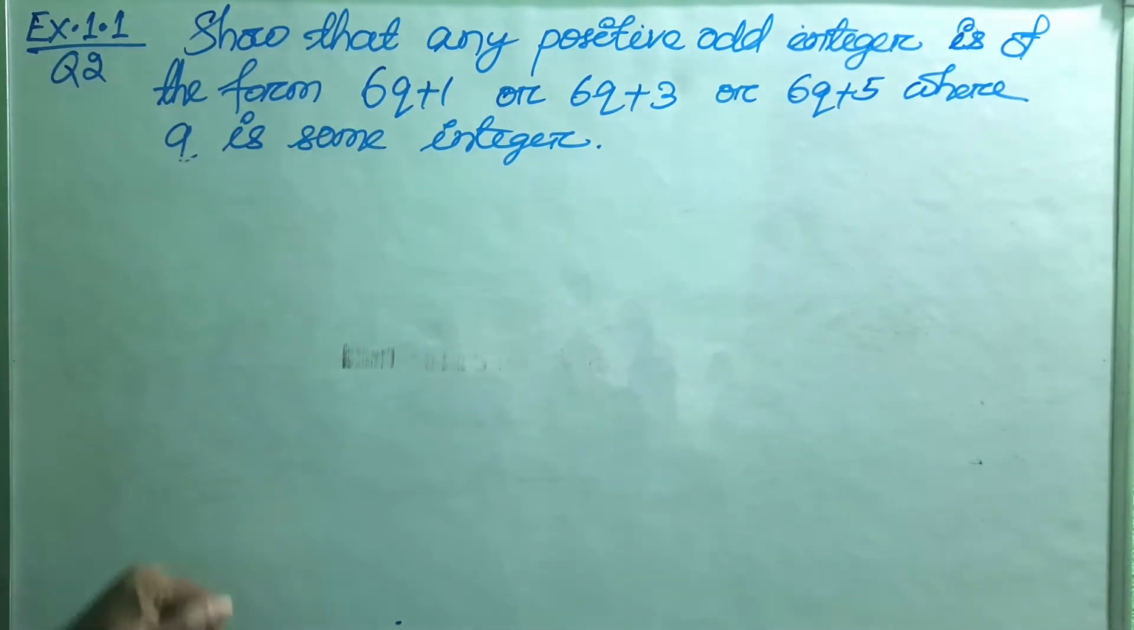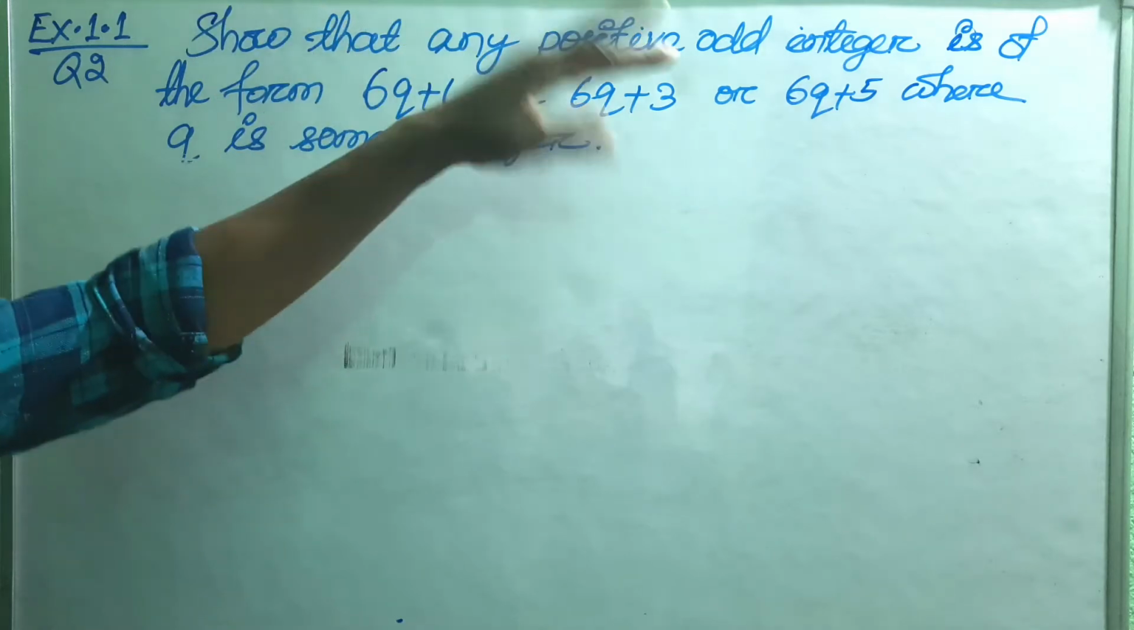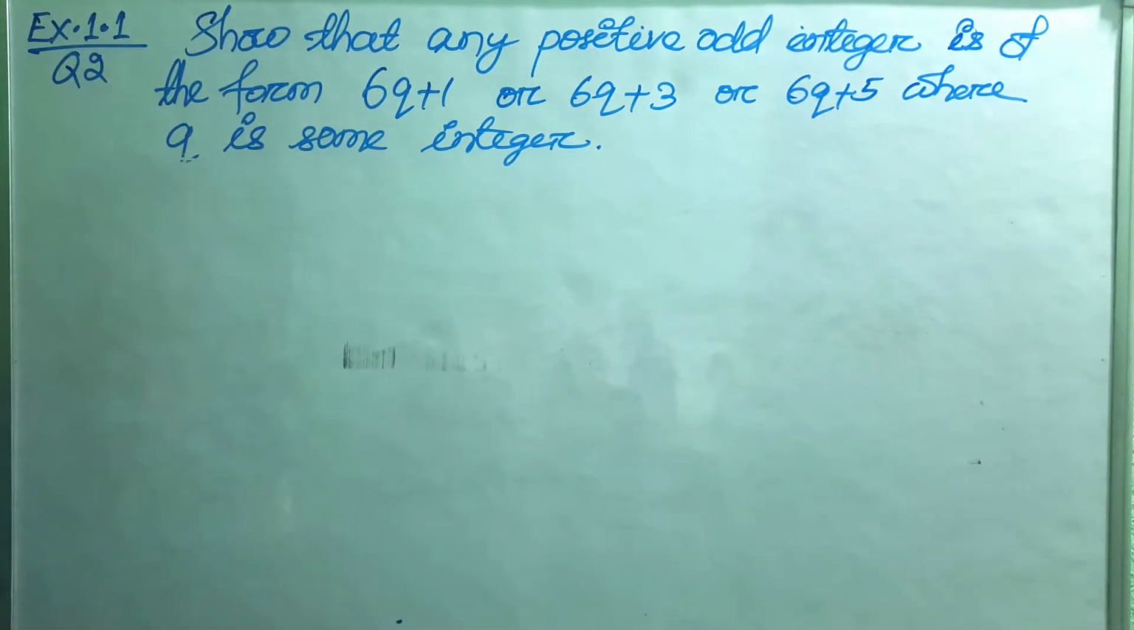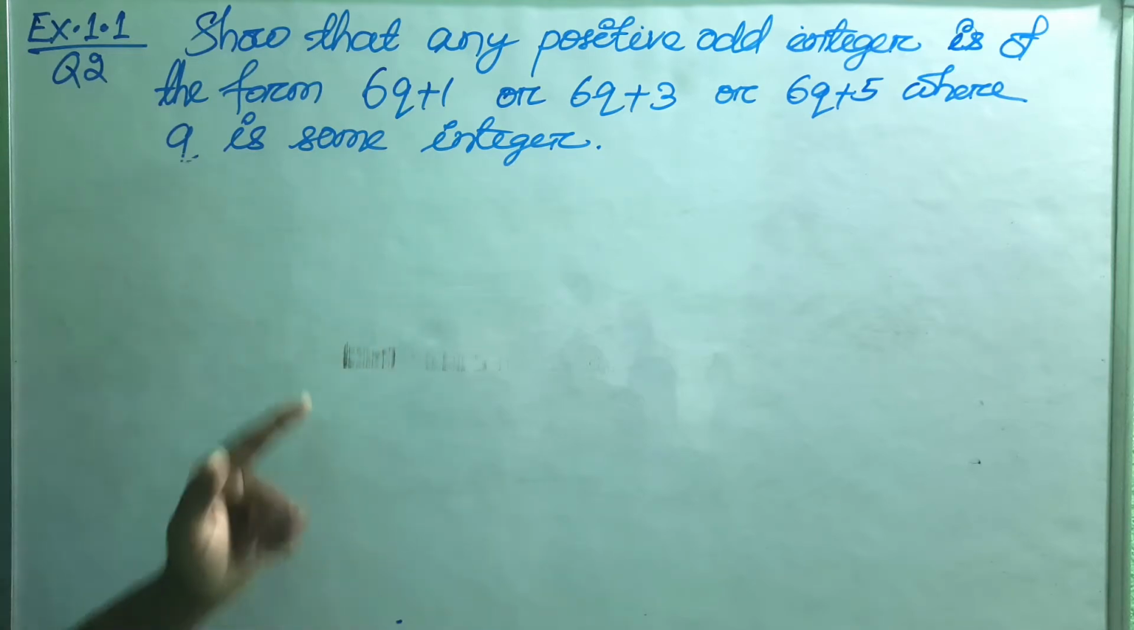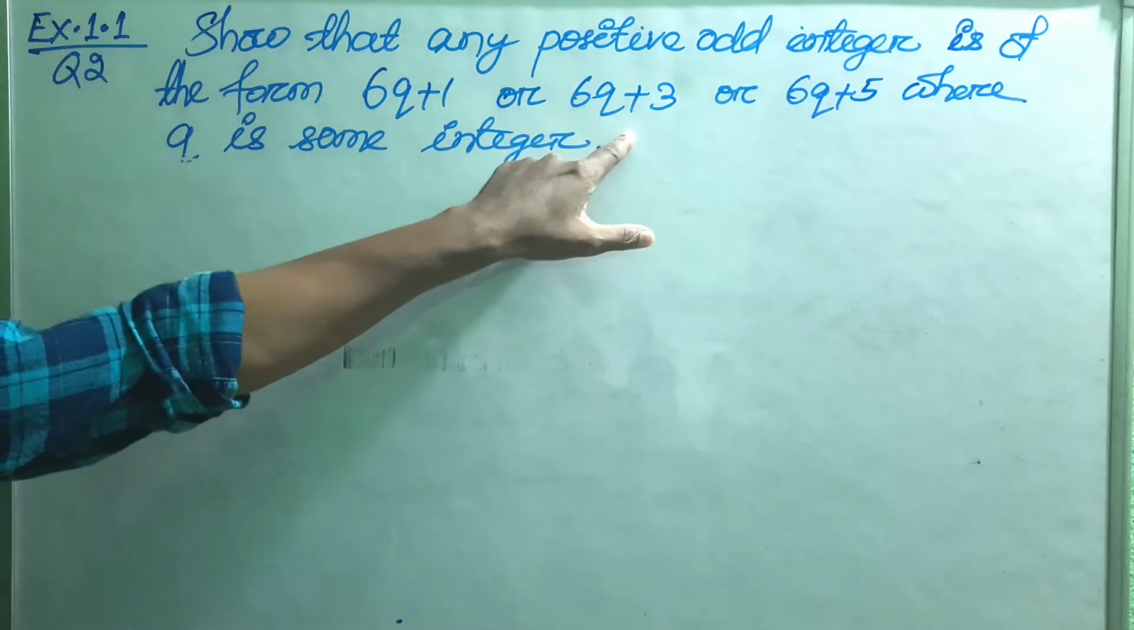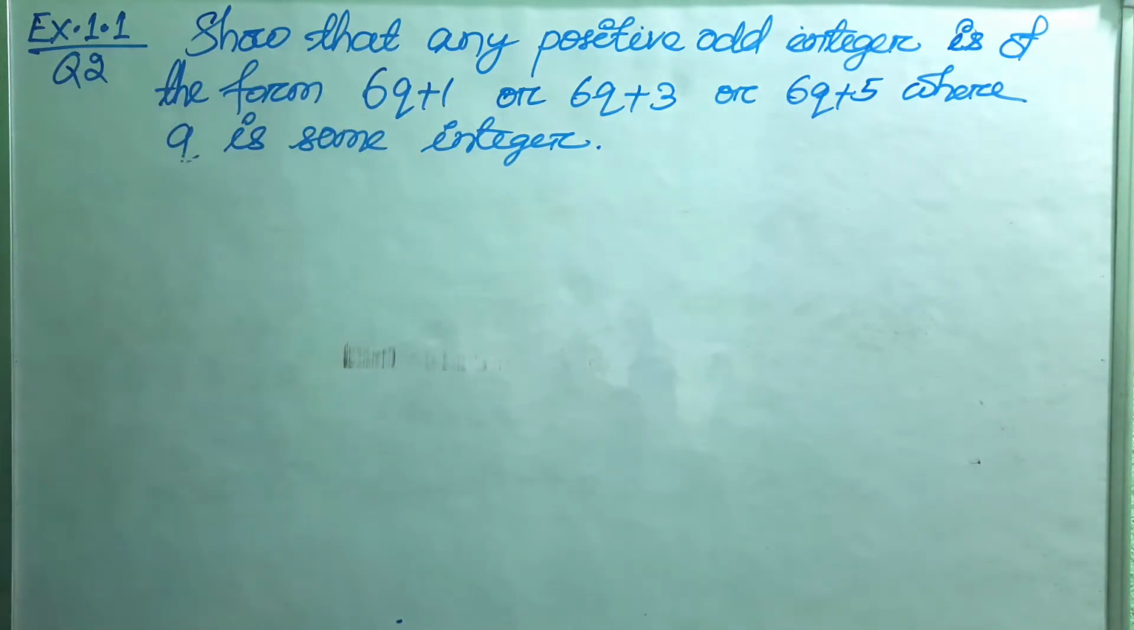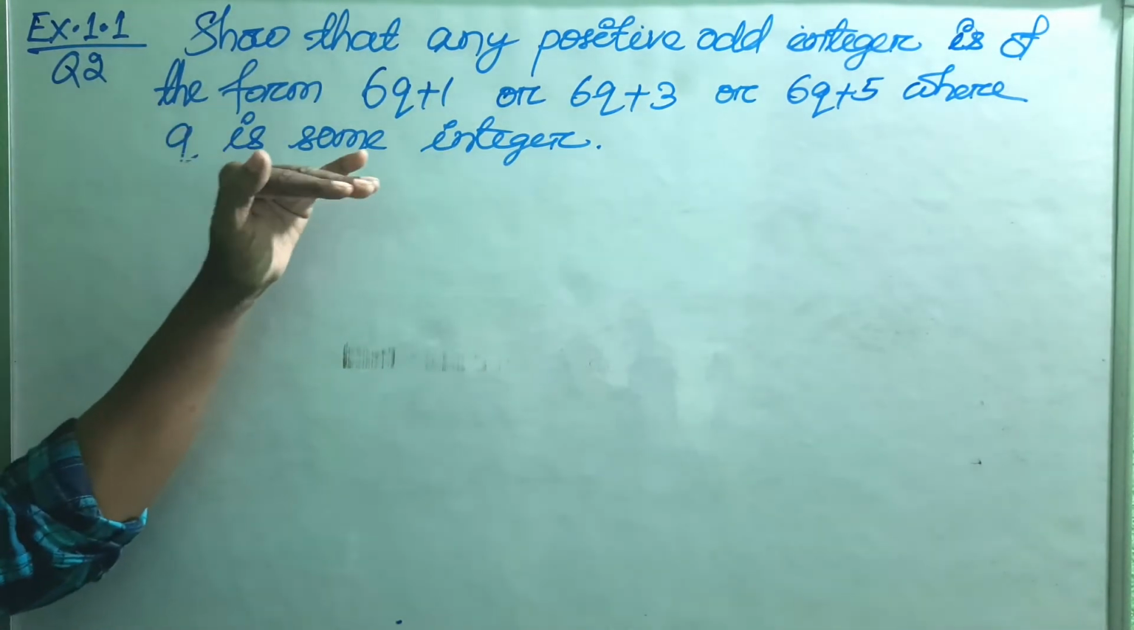What is the question here? If you take any positive odd integer, that may be 1, 3, 5, 7, 9, anything, any odd integer, then that integer can be expressed in this form where q is some integer. Okay, so this is the question we have to prove.